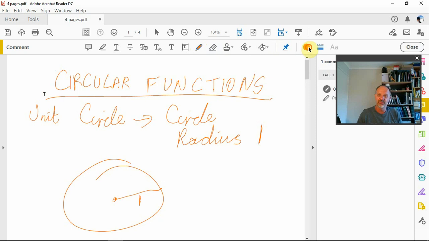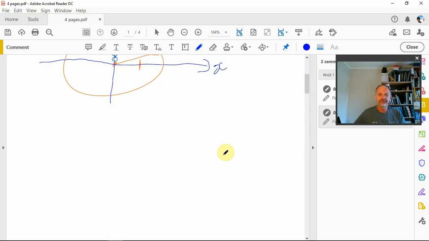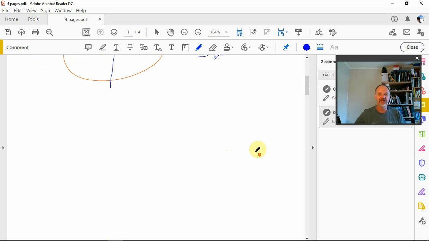So if we then put our unit circle on a set of axes, and not any random set of axes, but a set of axes where the center there is at the origin, so on a set of x and y axes, and then we could do a whole bunch of things. All right, before we get to that though, there's a couple of different ways that we can measure angles. All right, well, there's more than a couple actually.